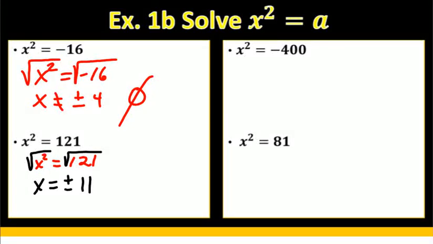These were examples of perfect squares. So if you have a perfect square, it will come out to an integer. Now I want you to do these next two on the right yourself.